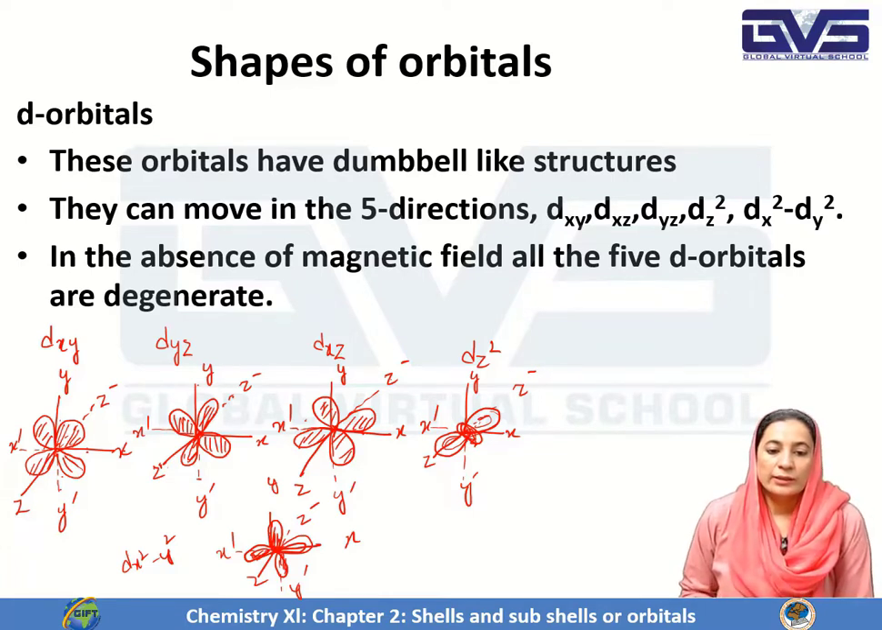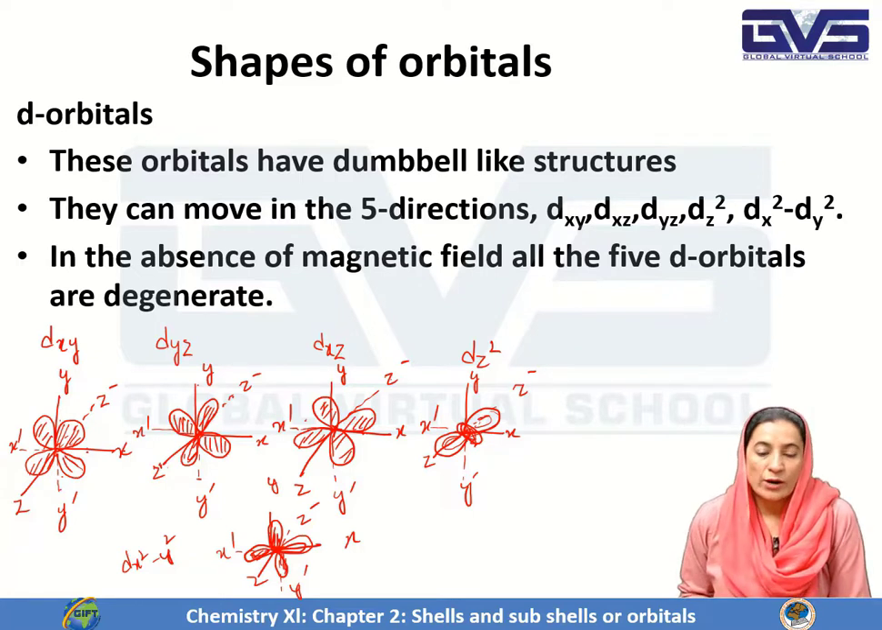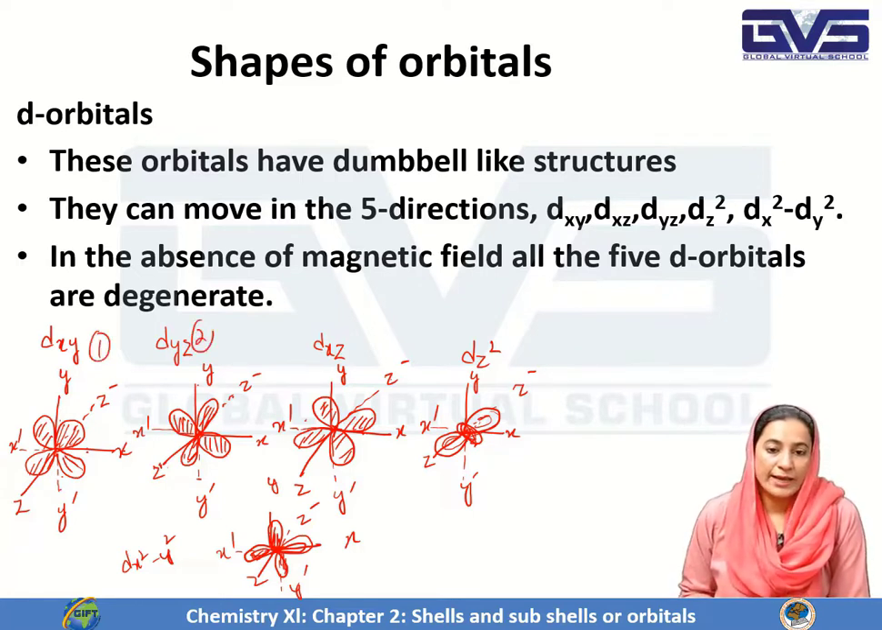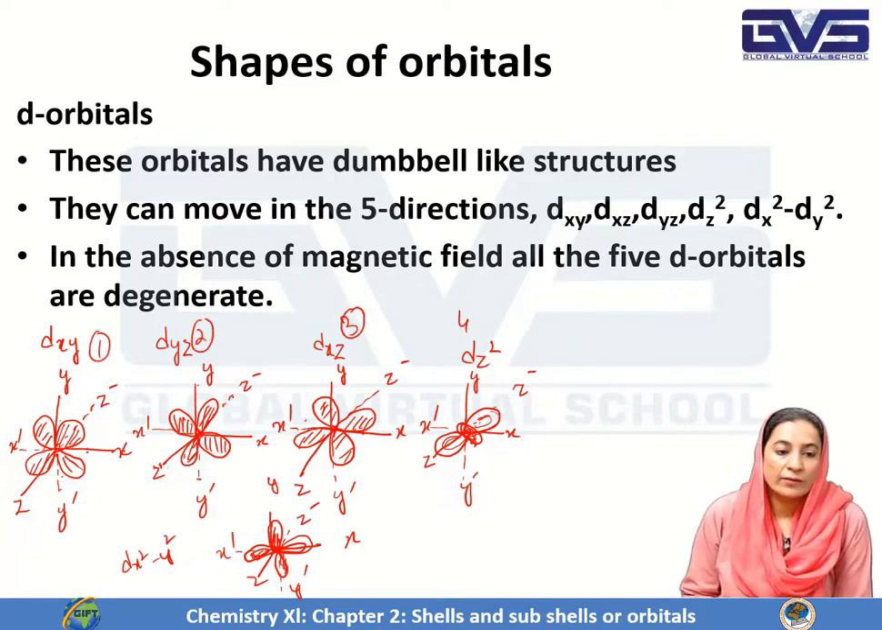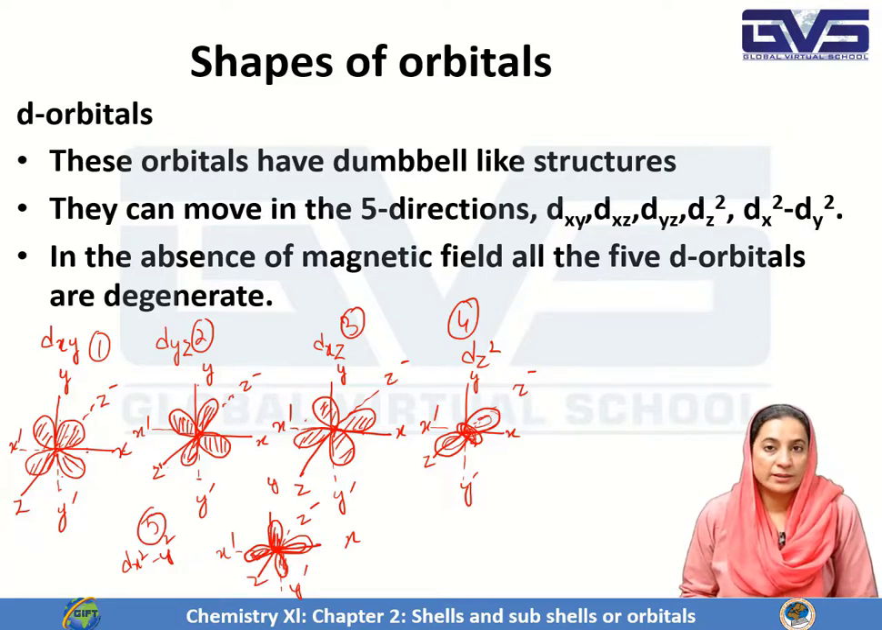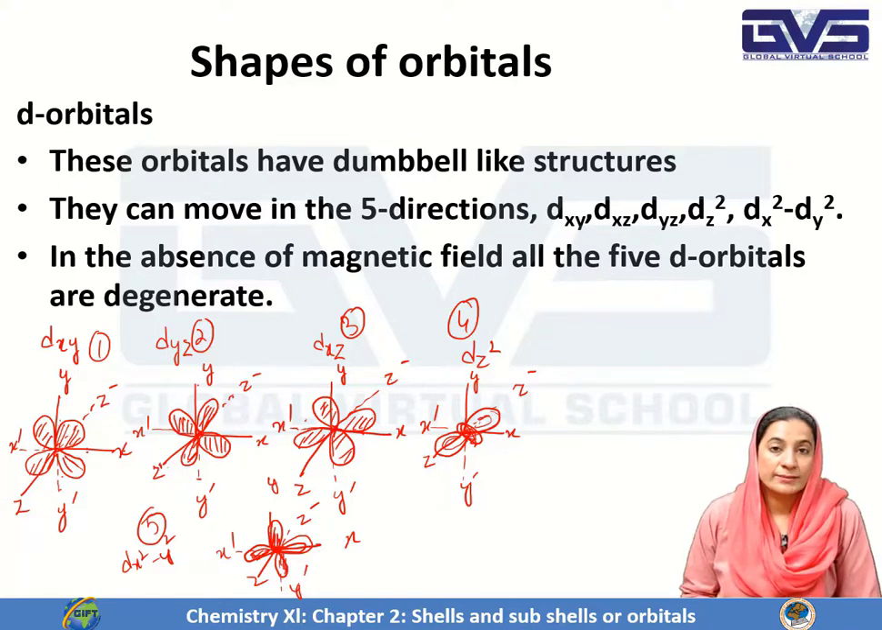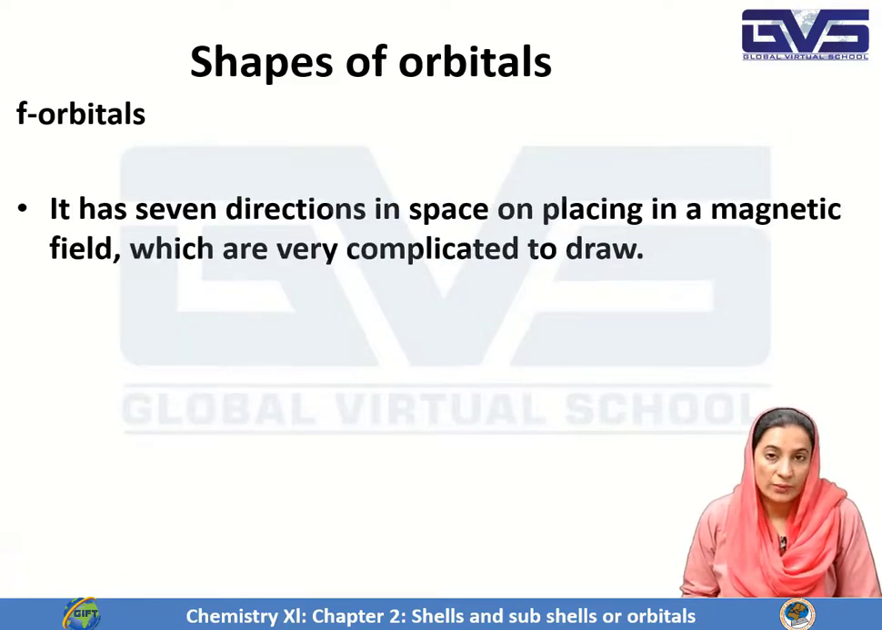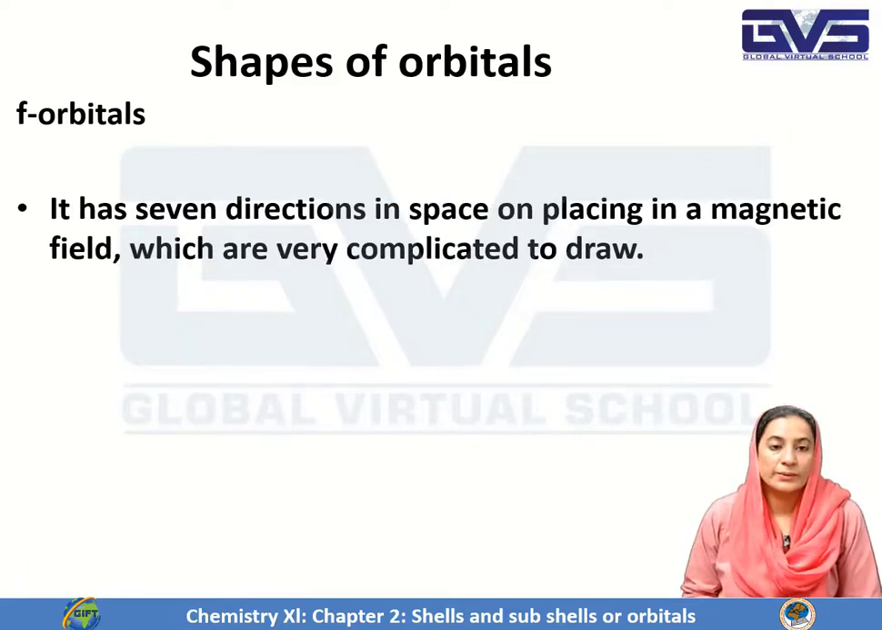So two are on the axis while three are between the axis. So the total is 5: 1, 2, 3, 4 and this 5. The d subshell has 5 orbitals, and each orbital contains a maximum of 2 electrons, and each electron has either clockwise or anti-clockwise spin. If one is clockwise, then the other will be anti-clockwise.